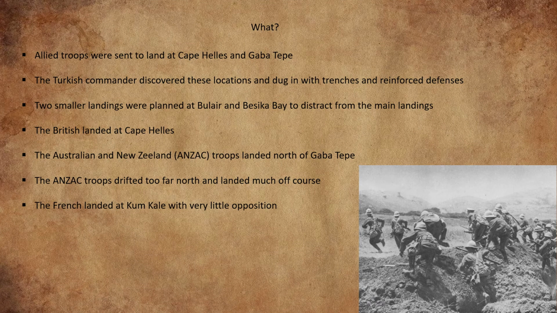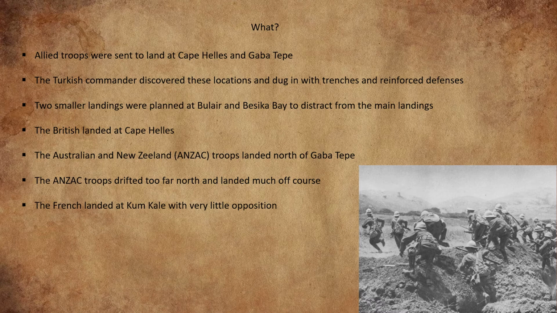Allied troops were sent to land at Cape Helles and Gabatepe, which included again the English, the French, the Australians, and the New Zealand forces. The Turkish commander discovered these locations and dug in with trenches and reinforced defenses. This occurred during the month and a half period between when the Navy stopped attacking and the troops ended up landing, which would be on April 25th.